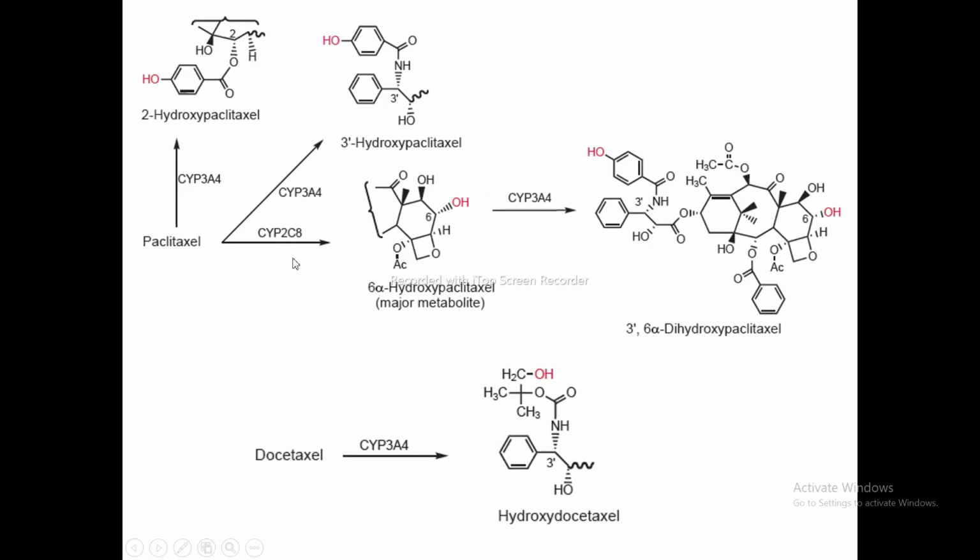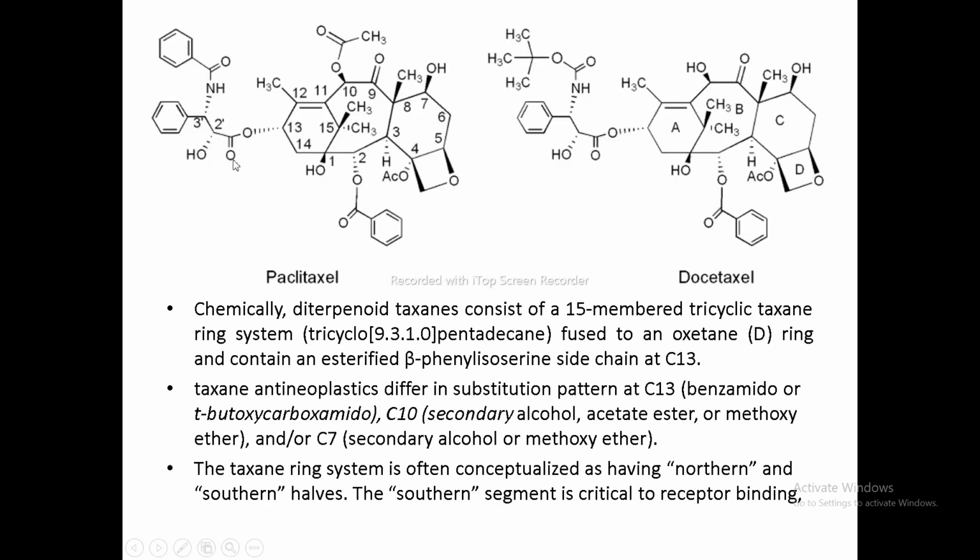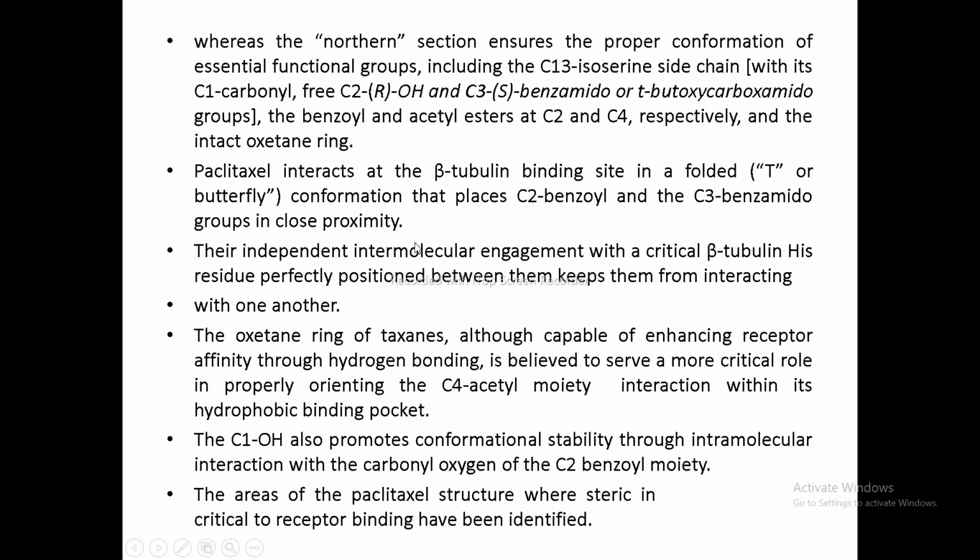So this is all about the metabolism of paclitaxel and docetaxel. Paclitaxel is hydrolyzed into 2-hydroxy paclitaxel. So where is the metabolism? Over here, the hydroxylation reaction takes place to form a 2-hydroxy metabolite. So it is a 2-hydroxy paclitaxel.